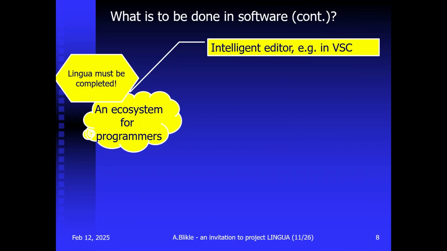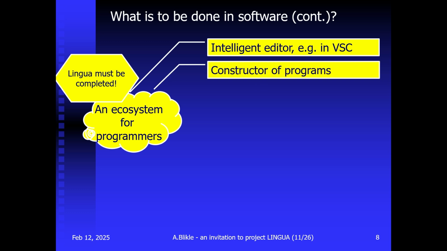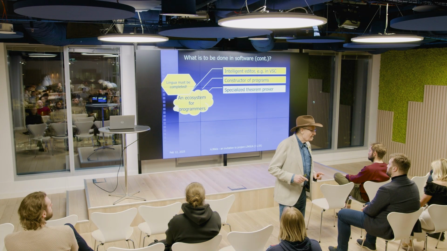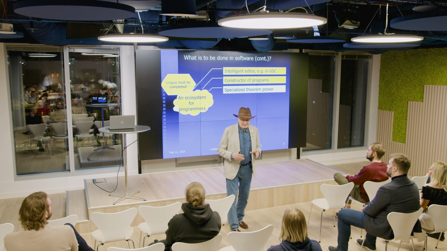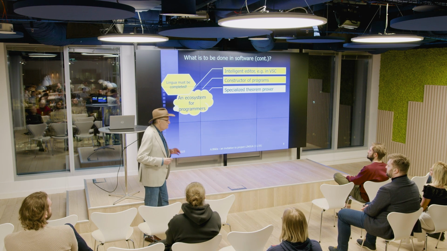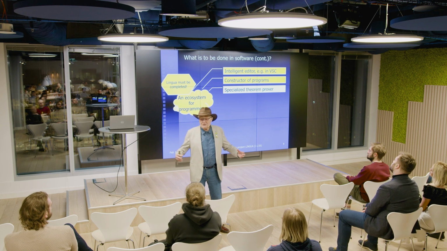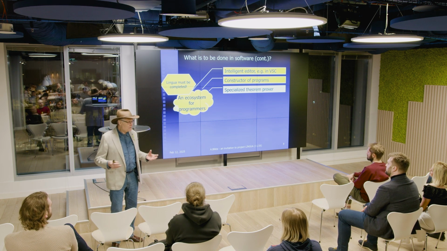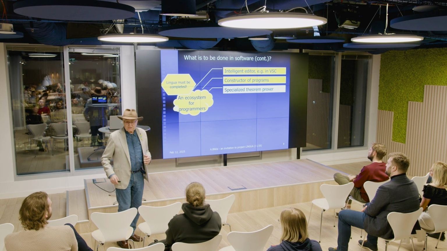Once we have the completed Lingua, we need an intelligent editor, again, maybe in Visual Studio Code. We need a constructor of programs which implements the rules for program construction. And now the rules are such that in the majority of rules, whenever we want to apply a rule, we have to prove a certain implication. Not to prove the correctness of programs that we are going to put together, but to prove a certain implication. I'm not going to tell you the details now, but these implications are mathematically not very sophisticated, but they may be long. They may have many variables. I mean, the number of variables in such a formula may be comparable to the number of variables in a program, quite large, okay? So a specialist theorem prover would be nice.